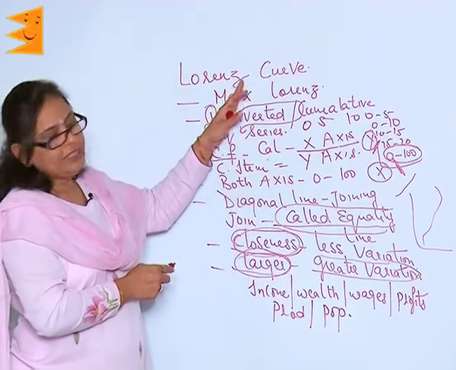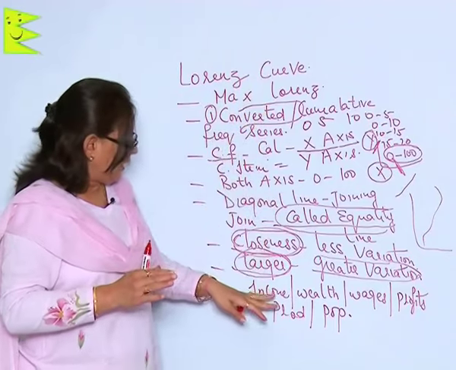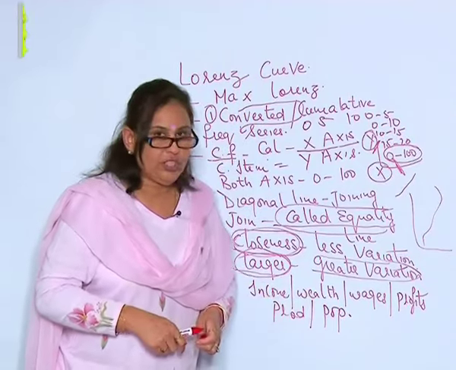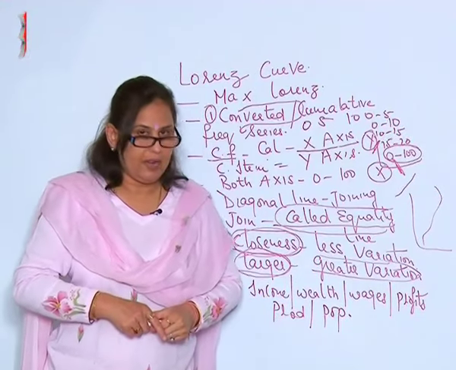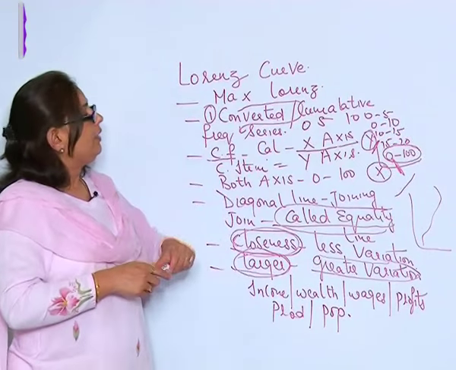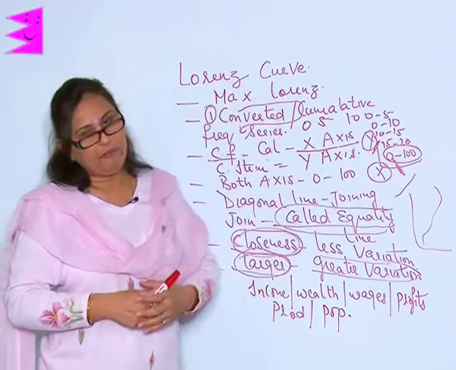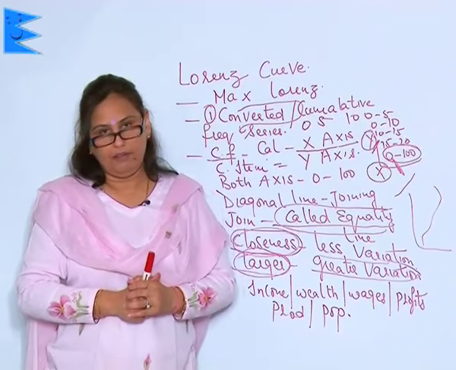And this Lorenz curve is used to show the income, wealth, wages, profit, production and population of a country or the world as such. This was the last method of measuring dispersion, called the Lorenz curve.